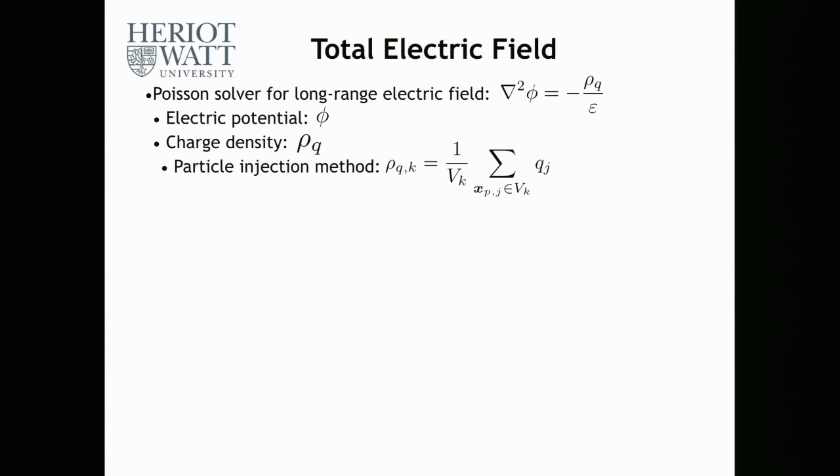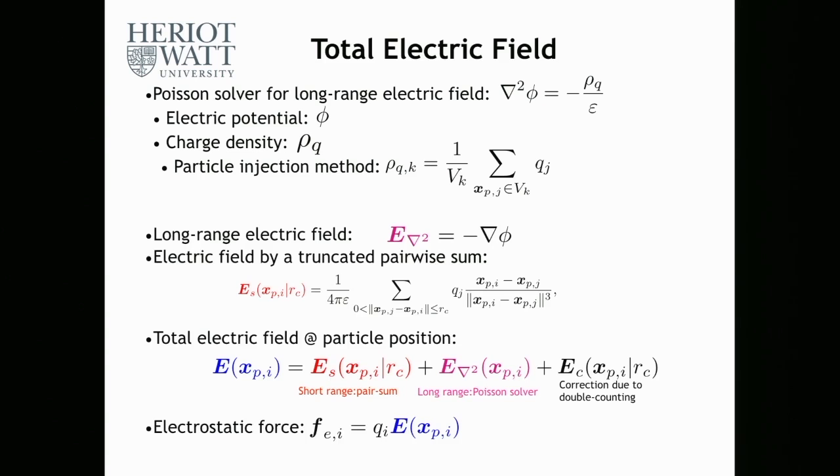In this one, we decompose the electric field into two parts: the long range and the short range electric field. For the long range electric field, we solve the Poisson equation. Here, this is the electric potential, and here, the charge density. And for short range interaction, we just use a truncated pair sum. So finally, we have a total electric field which is short range plus long range, and we have a correction to avoid double counting. And finally, we can compute the electrostatic force on the particle using the electric field and the charge.